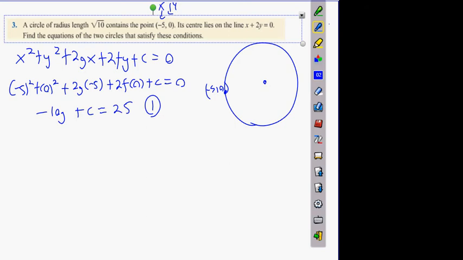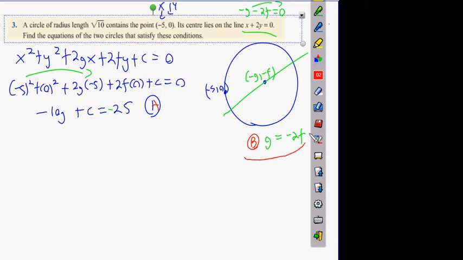Now, equation 2 comes from x + 2y = 0. Sorry? Minus 25 again, yeah, sorry. That's plus 25, over this side comes minus 25. Now, this here is a line that goes through the centre of the circle. If it goes through the centre of the circle, the point (-g, -f) must satisfy this equation. Therefore, replace x with -g, replace y with -f, bring the g over one side, and you're going to get g = -2f. That's equation B. That's equation A.